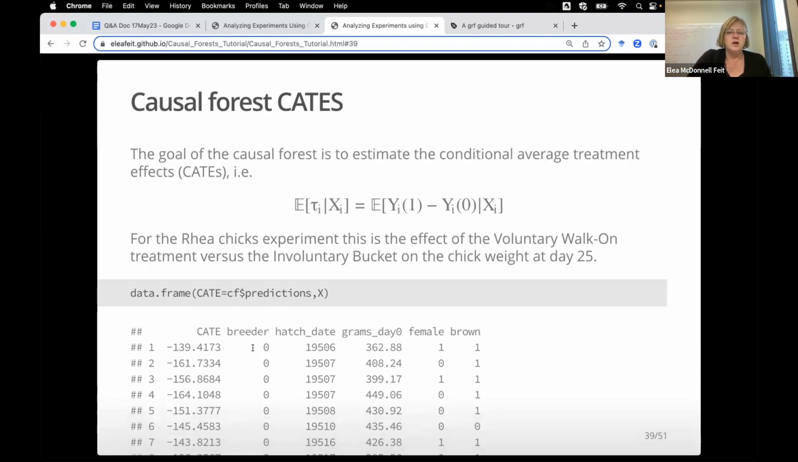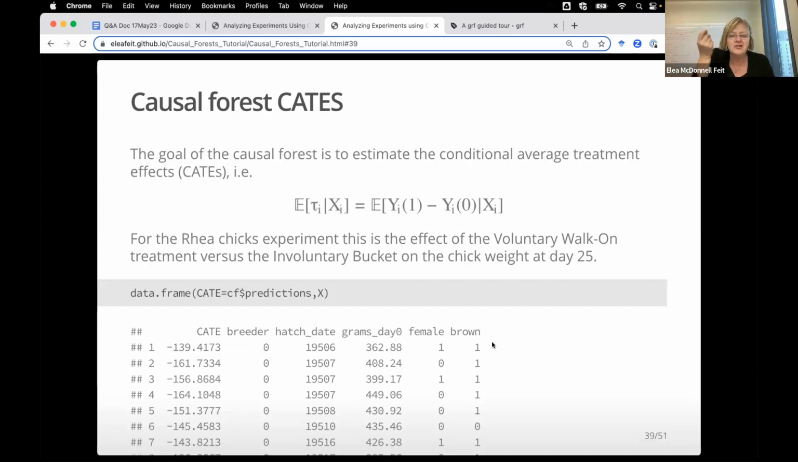So you can see this one that is not a breeder with this hatch date and this hatch weight and female in brown. The causal forest predicts that the treatment effect for that individual is -139. And then the next one is -161 and so forth. So we're actually making predictions conditional on having these features. This is what your treatment effect would be, not your outcome, but your treatment effect.